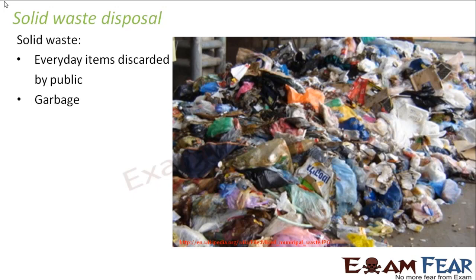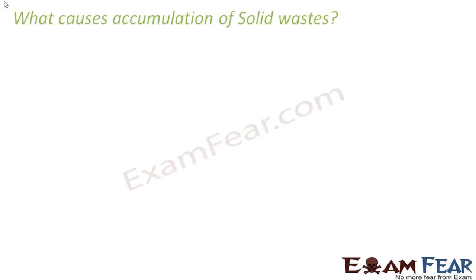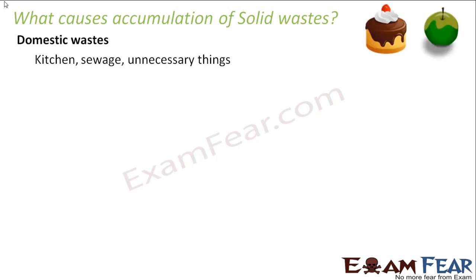Here we will talk about the different types of solid wastes, the different ways of disposing of solid wastes, and the sources from where we actually get these solid wastes. So let us see what causes accumulation of solid wastes. From where do we get these solid wastes? Now there are various sources actually. The first is domestic wastes, maybe kitchen, sewage, unnecessary things which are of no more use to us.